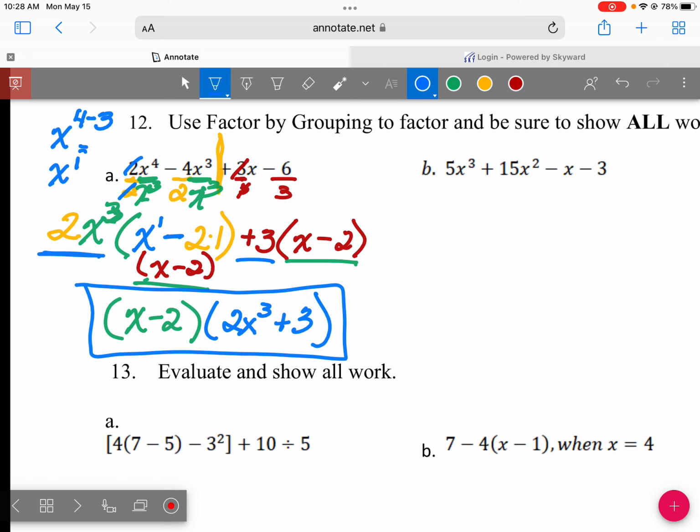This is on Canvas, no, right? No, it is not. Will it be?